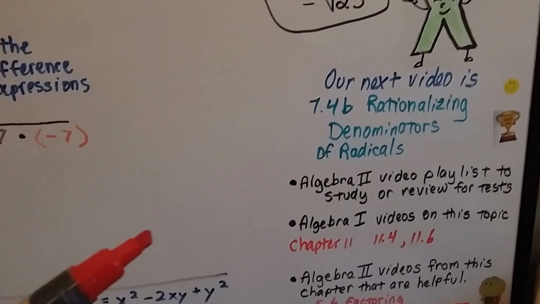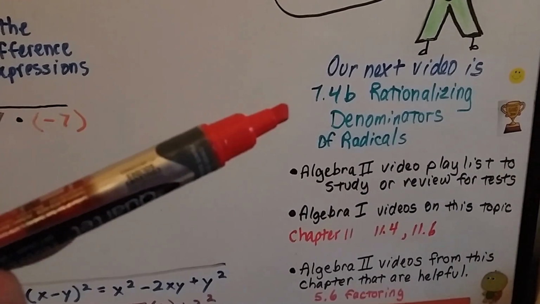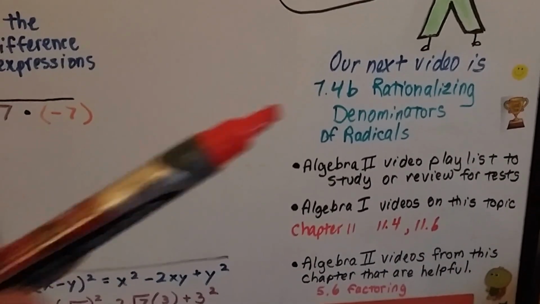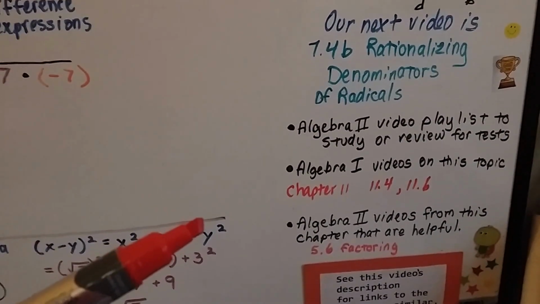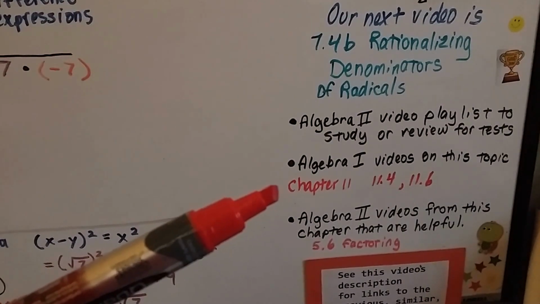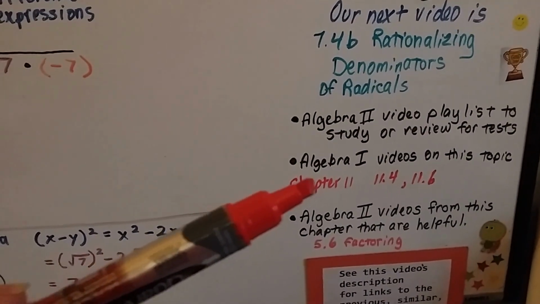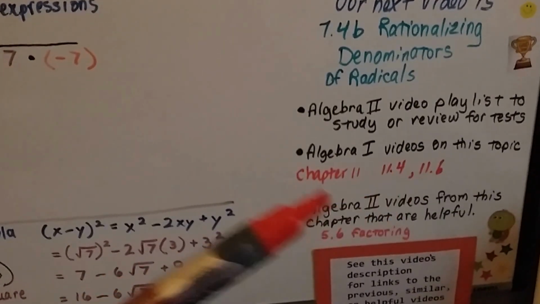Now our next video is going to be 7.4b, and we're going to talk about rationalizing the denominators of radicals. We rationalized the denominators in Algebra 1, but now we're going to have radicals in them, okay? I'm going to add this video to the Algebra 2 playlist so you can use it to study, and I'm going to have links in this video's description for the Algebra 1 videos that were pertinent to this, multiplying radicals and adding and subtracting radicals, 11.4, 11.6.